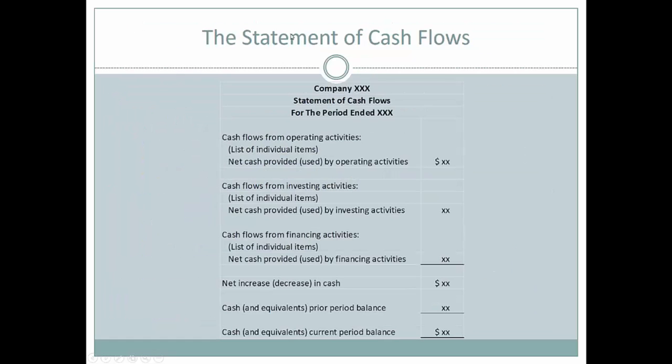Let's see what a statement of cash flows typically looks like. It would be for a particular company, name the statement of cash flows, and for the period ended.